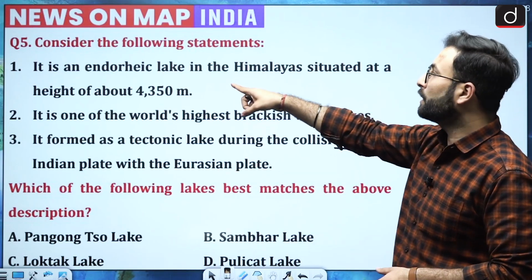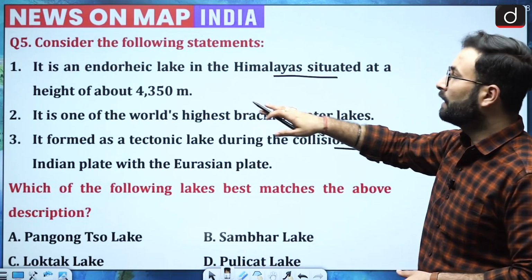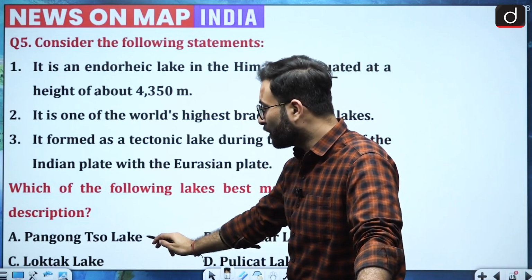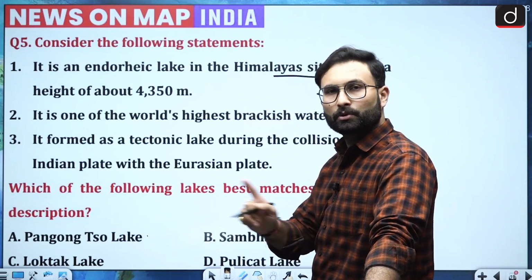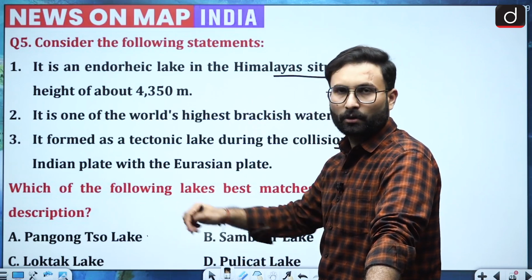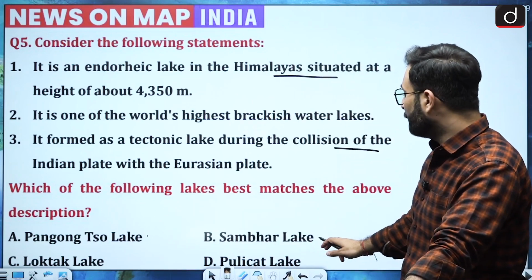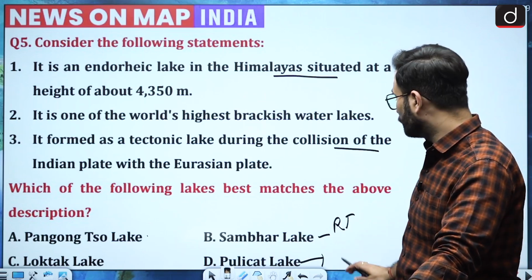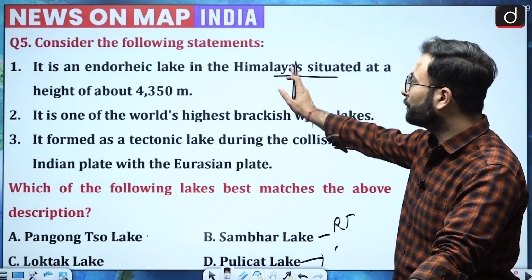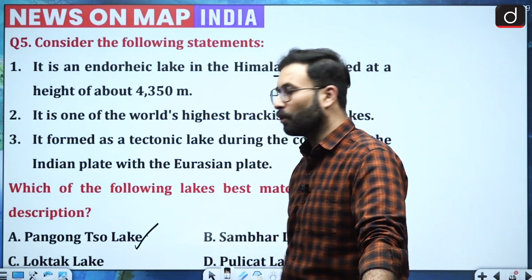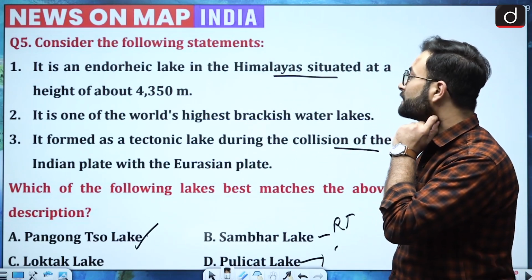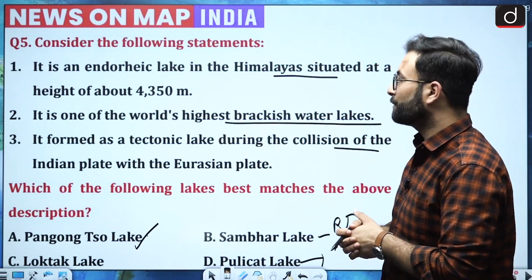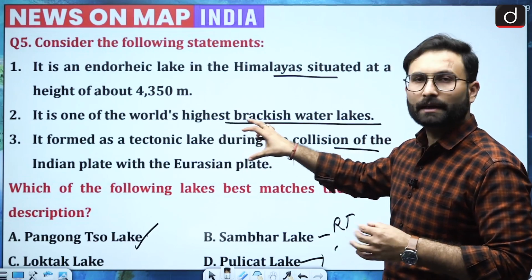Okay, first thing, an endorheic lake in the Himalayas situated at a height of somewhere around 4,350 meters. Look at the lakes over here. One is Pangong Tso, second is Loktak. Loktak, you know, is in your northeastern region. Then the next one, Sambhar, is in Rajasthan. Pulikat Lake is in the south. So they are basically talking about the Himalayas, and the only option is Pangong Tso Lake. So option A would be the right answer. Now considering the other statement, this is one of the world's highest brackish water lakes. So that is a true statement, and this is formed during tectonic activity.